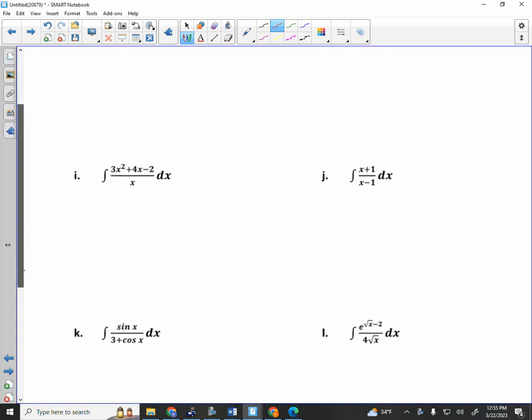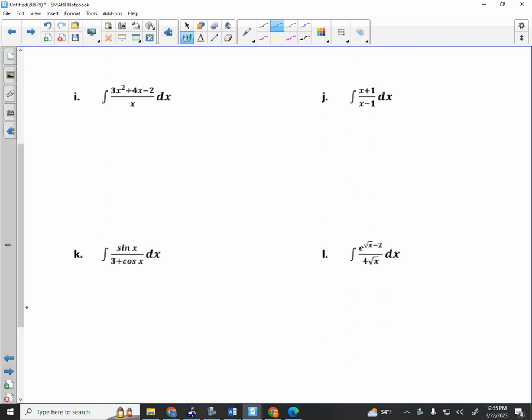And here's why. Normally people want to create this as a 1 over u type problem because they see something in the denominator. We're just going to divide. We're going to divide each term by x. 3x squared over x is 3x. 4x divided by x is 4. And then we have minus 2 over x dx.